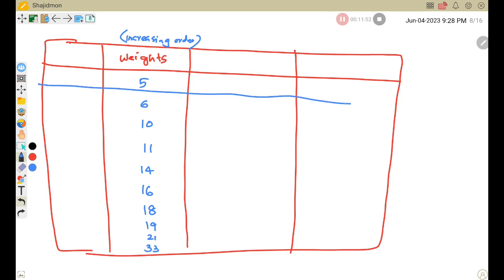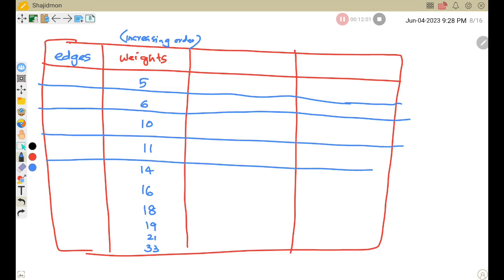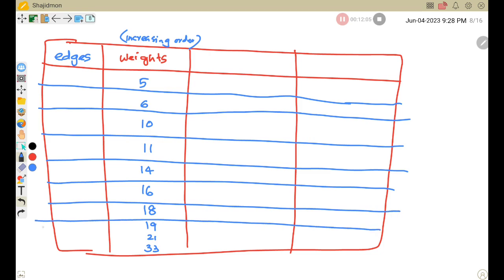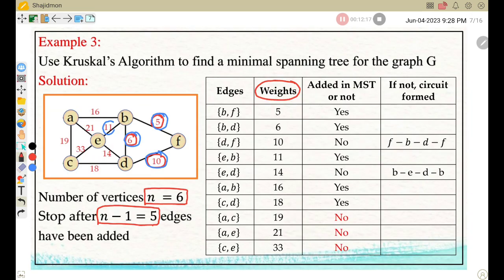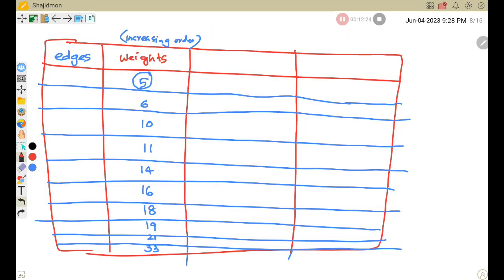Now, what are the edges? Write here the edges representing each weight, one by one. For example, weight 5. What is the edge with weight 5? B and F. This edge, correct? So we can write BF here.